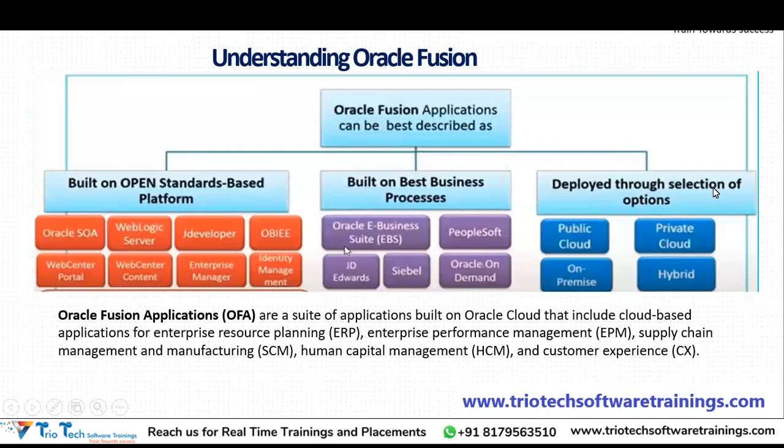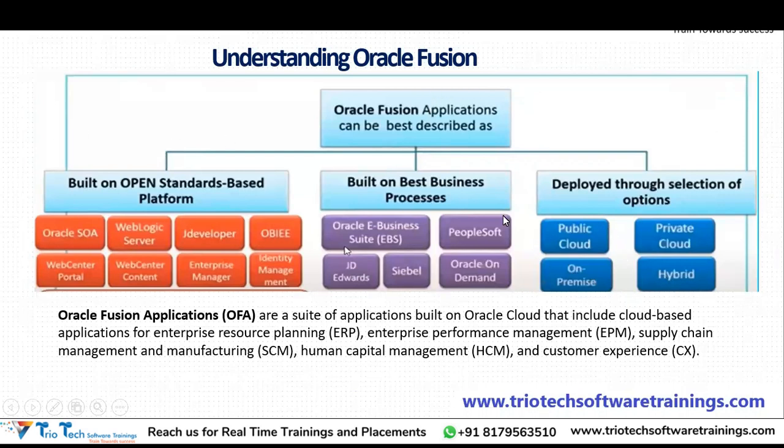So what is the meaning of deployed through a selection of options? The deployment of Oracle software applications has been on multiple platforms: public cloud, private cloud. Cloud is a concept we have been seeing for probably the last decade, the cloud deployment model. Before that, there was on-premise, and somewhat hybrid has also been there. We will understand the concepts of cloud and on-premise in detail in the coming slides, but these were all the options on which the Fusion applications have been deployed.